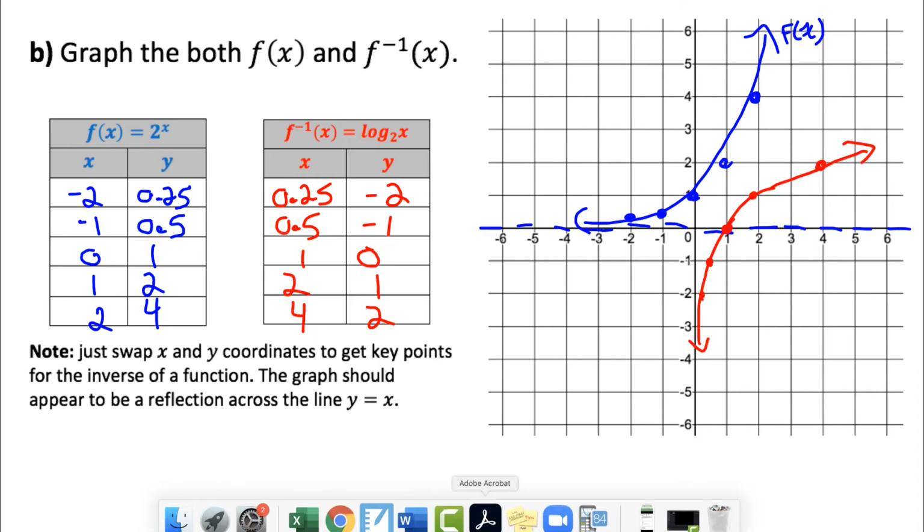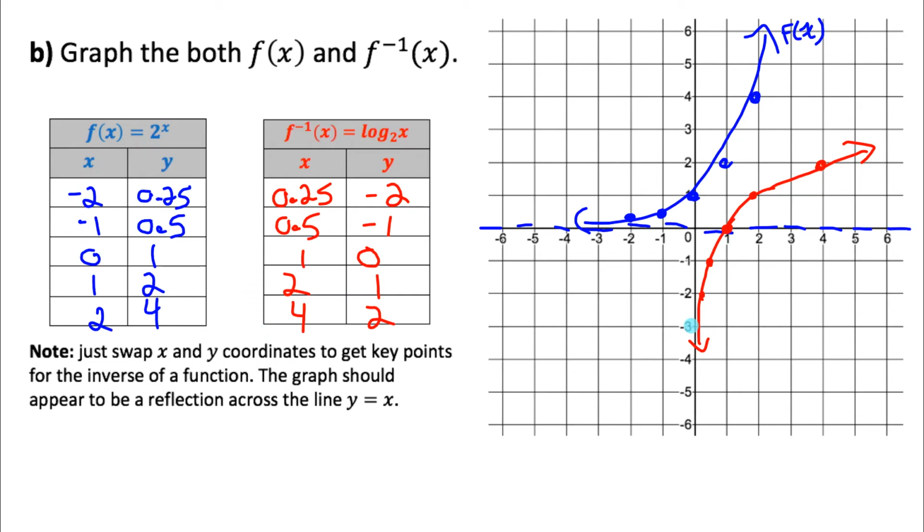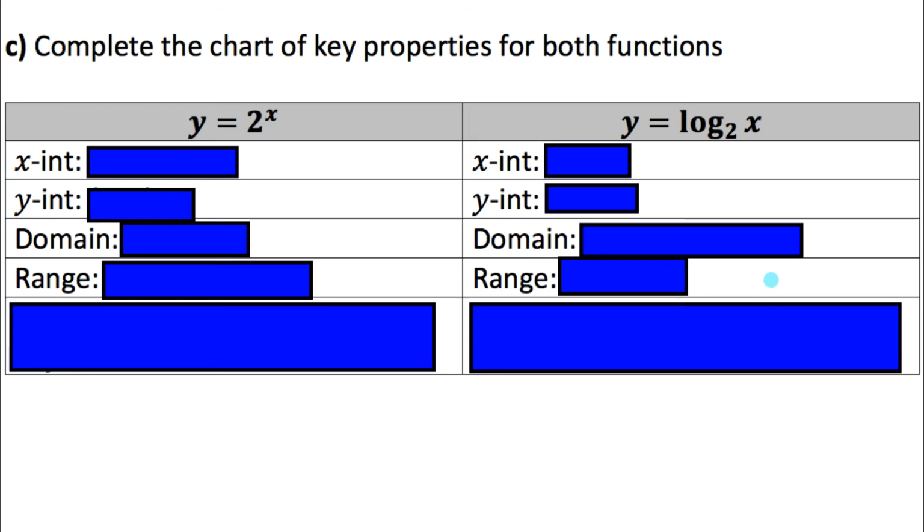Notice this function doesn't have a horizontal asymptote, it has a vertical asymptote at the line x equals 0. Remember, inverse functions, think inverse as opposite. So if the exponential function has a horizontal asymptote at y equals 0, the inverse function is going to have the opposite of that. It's going to have a vertical asymptote at x equals 0. And let's fill out a table of the properties for these.